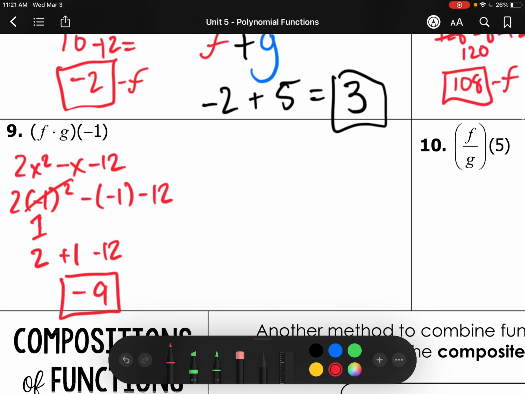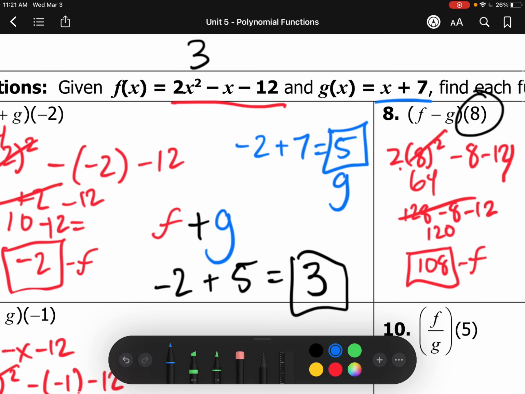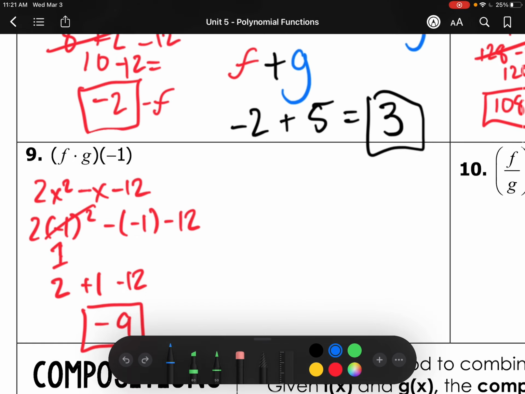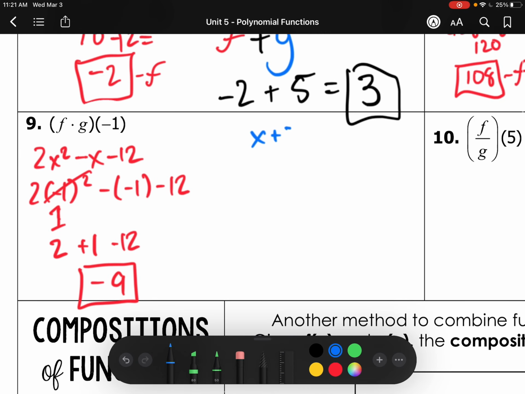And then next, I'm going to do the same thing except with function g. So I'm going to take function g, which is x plus 7, and I'm replacing this x with the input -1. So -1 plus 7 is equal to 6. So this is my g value. This is my f value.